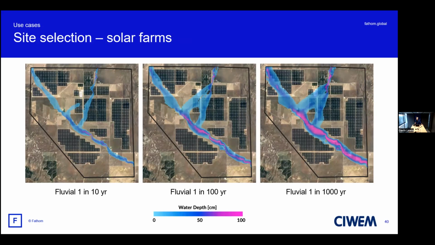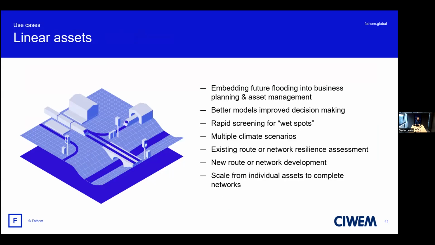So using this detailed level of climate condition flood models for this type of site assessment can very quickly bring around benefits and identify problem areas, to then start getting into that much more detailed analysis and looking at the flexibility and development of selection of sites. Now, that's just individual sites.